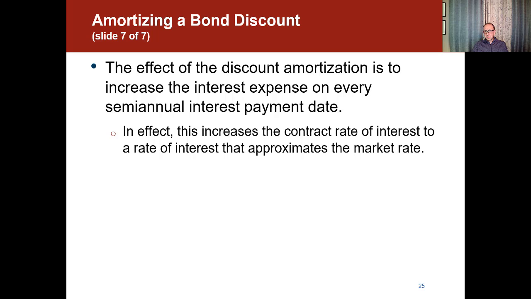So the effect of the discount amortization is to increase the interest expense on every semi-annual interest payment date. In effect, this increases the contract rate of interest to a rate of interest that approximates the market rate. And this is just a justification of why we have this kind of amortization of the discount. So let me stop here, and the next video will continue the discussion.